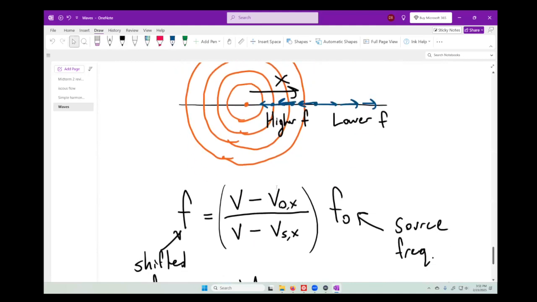Okay, and you can see that, if the observer is moving away from the source, then we'll end up with a lower frequency. If it's moving toward the source, we'll get a higher frequency. And if the source is moving toward the observer, we get a higher frequency. Source moving away from the observer, we get a lower frequency.